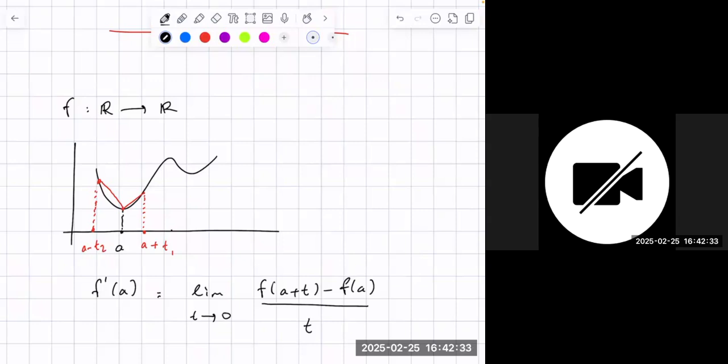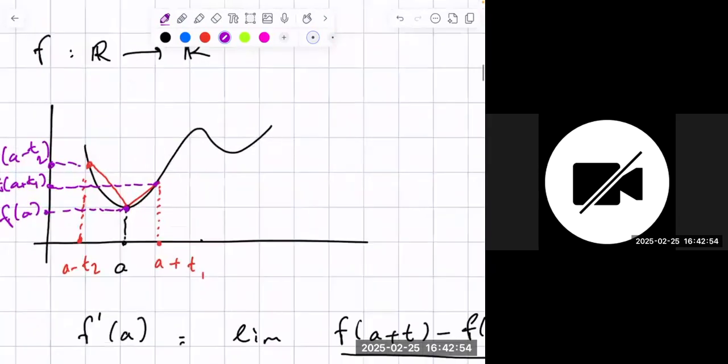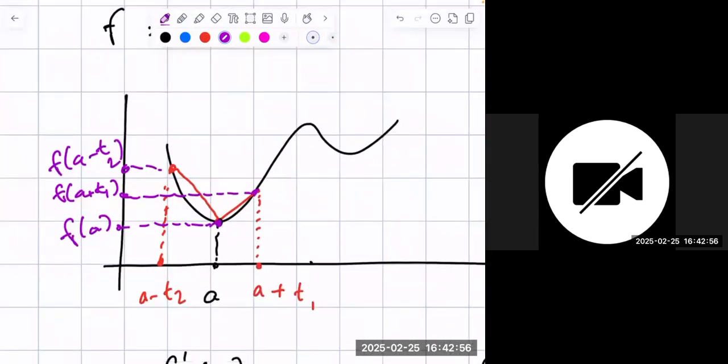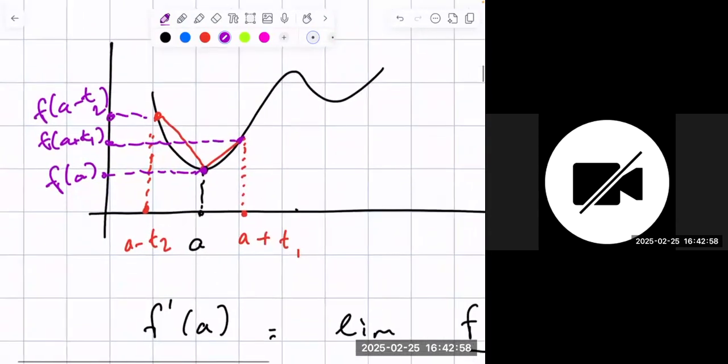So here, this dot here is what? It is f(A), right? This dot here is f(A) minus some number, I called it T2. This dot here is f(A) plus some number. Let me try to zoom in. Yes. Okay. Now, what was the definition doing?